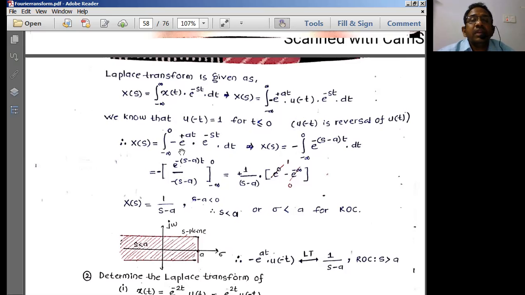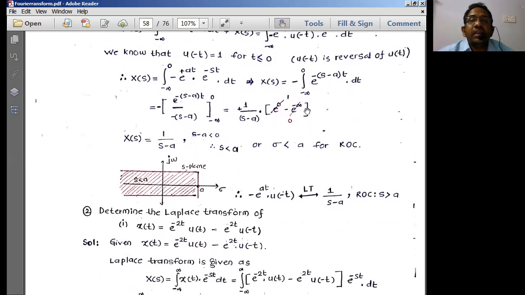Now here, because we are going to consider the limits at the end, beforehand we don't touch anything because we have already included the limits. So therefore, I can write this as minus e power plus at into e power minus st. So therefore, x of s is equal to minus of, the integral taken outside, if I take e to the power minus common, s minus a of t dt.